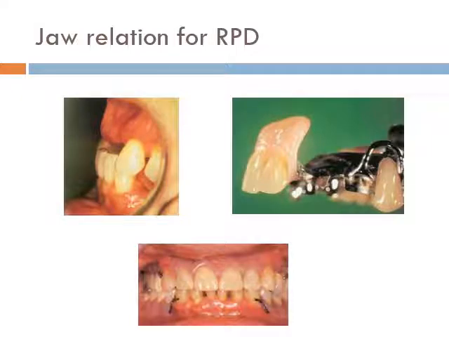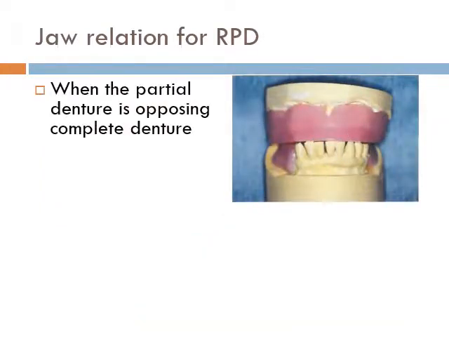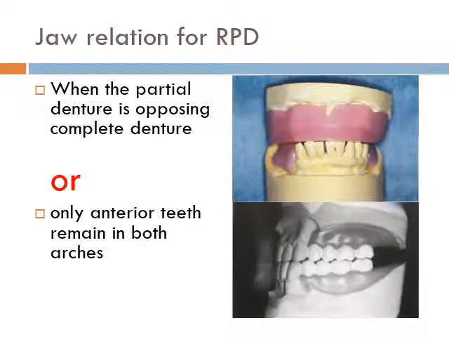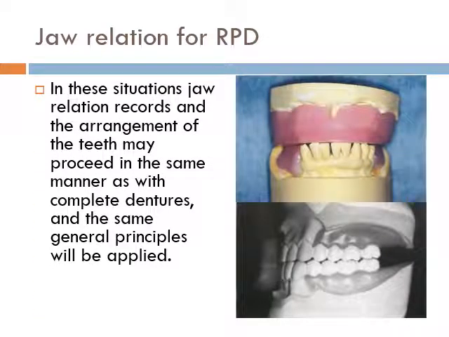Jaw relation record. You see here some pictures to demonstrate this. When the partial denture is opposing a complete denture, or only anterior teeth remain on both arches, like this, jaw relation records and the arrangement of the teeth may proceed in the same manner as with complete dentures, and the same general principles will be applied.